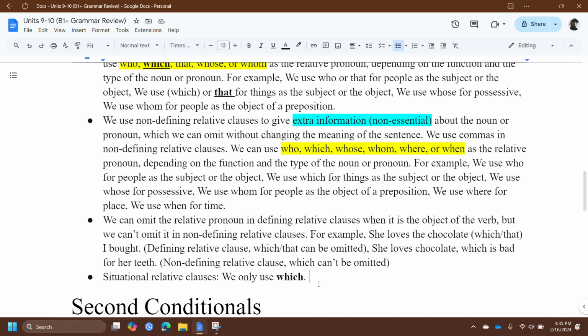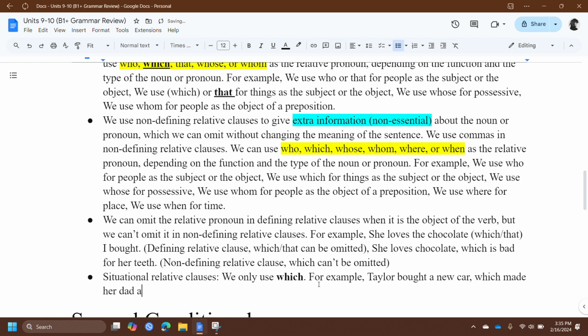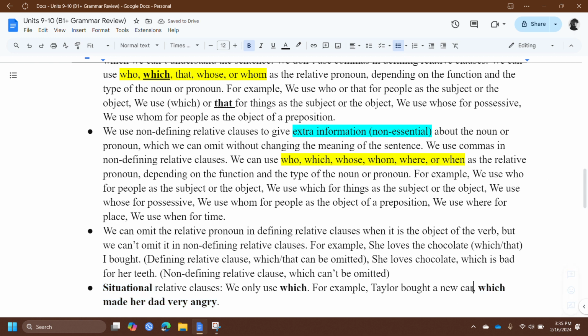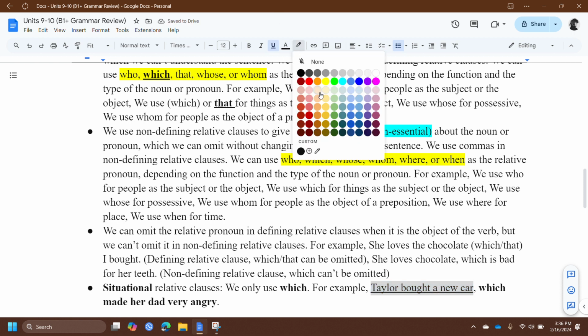like what happened. An example could be, if I just write it for you, let's say Taylor bought a new car, which made her dad very angry. So now, which made her dad very angry is a relative clause. But what type, if people ask, it's better to just call it a situational relative clause, okay? Because it's not just talking about the new car. The new car did not make her dad angry. The whole situation, that Taylor going out and buying a new car, that made the father angry.